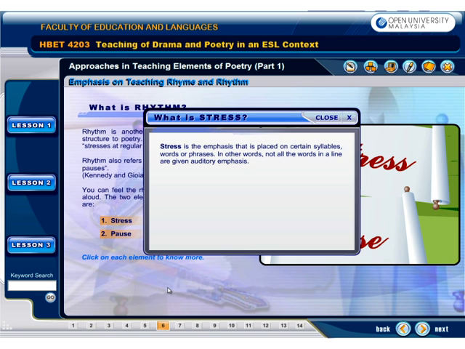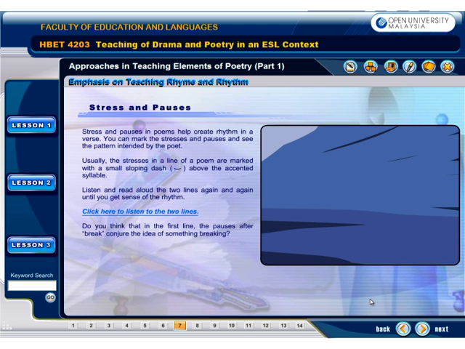Stress is the emphasis that is placed on certain syllables, words or phrases. In other words, not all the words in a line are given auditory emphasis. A pause refers to breaks in the movement of verse, particularly at the end of a line. Stress and pauses in poems help create rhythm in a verse.